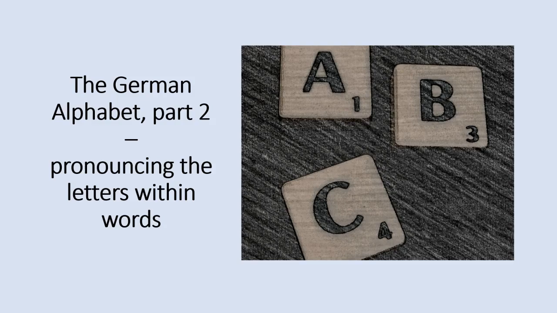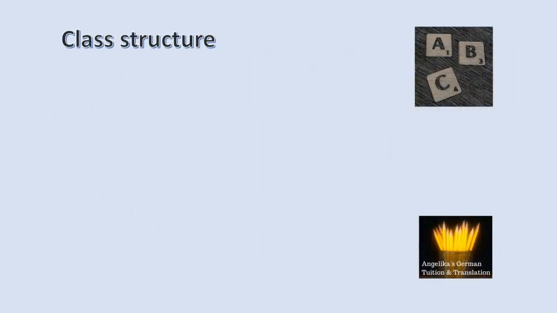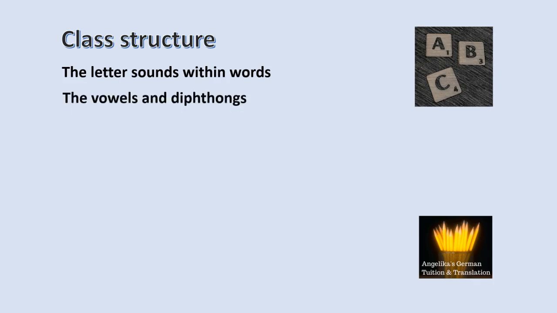Slightly different. So, what will we cover? We're looking at the letter sounds within words, and we're starting with the vowels and the diphthongs. So, the vowels A, E, I, O, U, plus the ones with the umlauts, Ä, Ö, Ü. And the diphthongs, those are the vowel combinations like EI, IE, AU, and a couple of other ones.